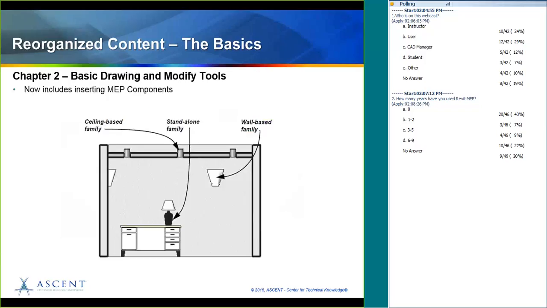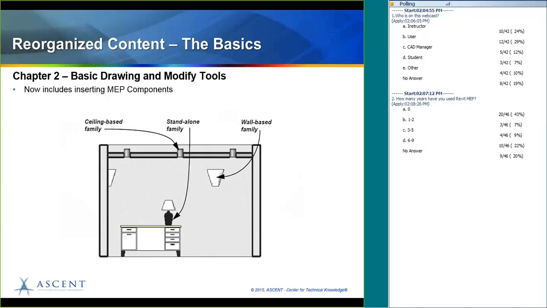The first place we have changes is in our Chapter 2, the Basic Drawing and Modify Tools. And we now include in this one inserting MEP components. It's basically what we did was reorganized it to suit the MEP processes better rather than just standard Revit processes.